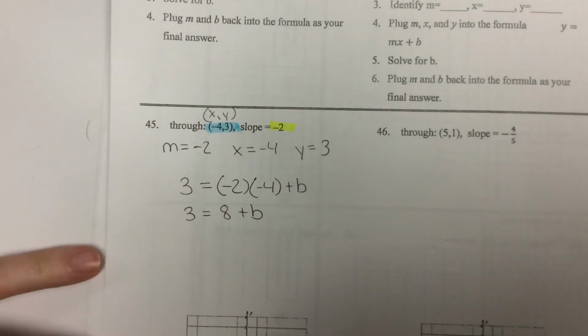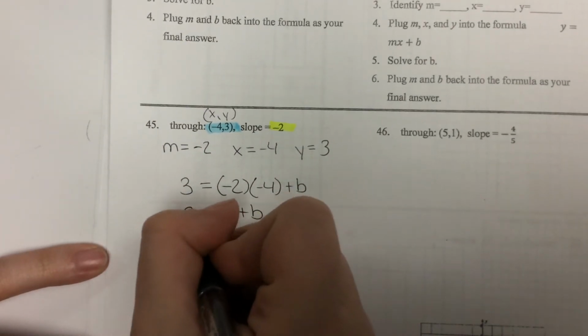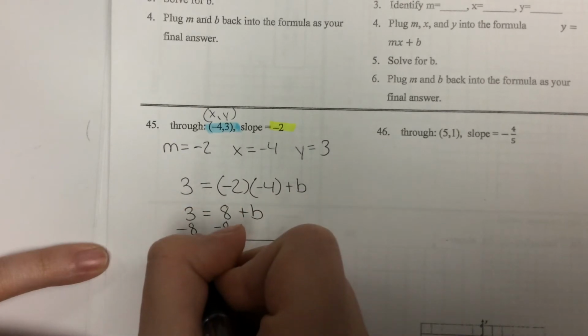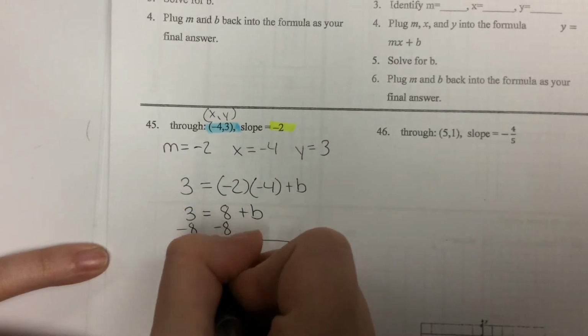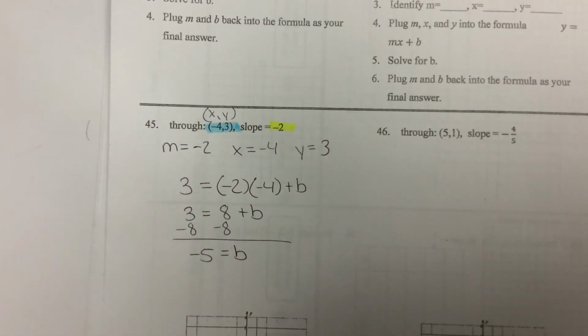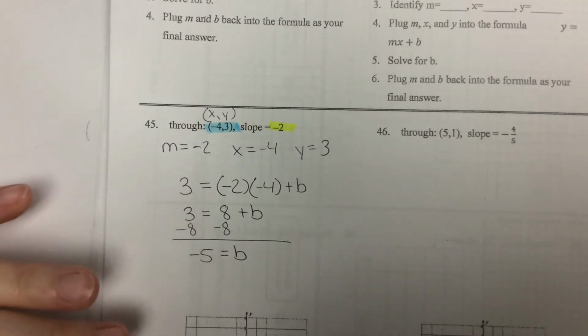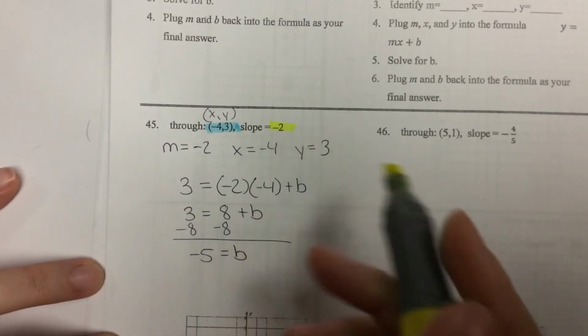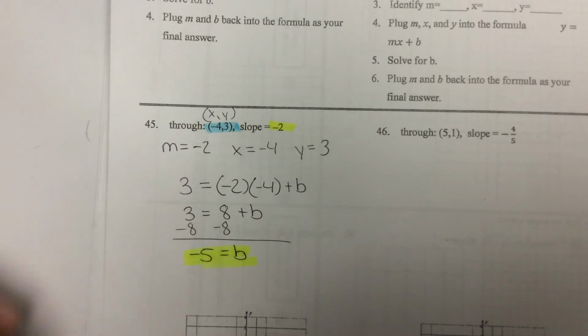And how do I solve for b? Let's subtract 8 from both sides. And 3 minus 8 is -5, equals b. So we have b is equal to -5. All right, so now we have our slope right here in yellow, and we have our b, which is our y-intercept.